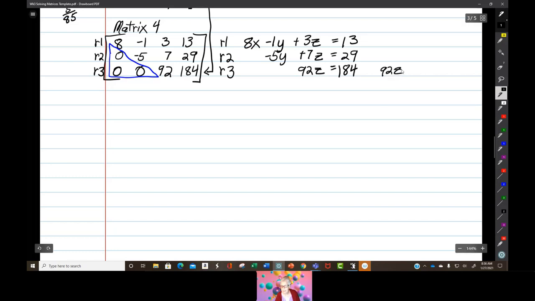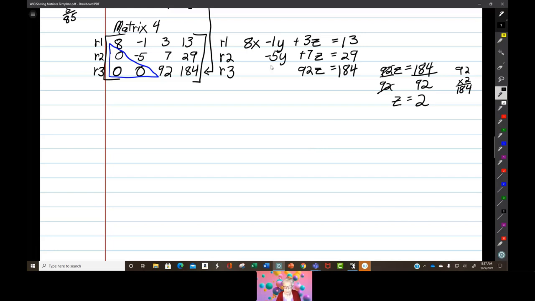92z equals 184. And I happen to know that when you divide both sides by 92, you get 2. Because 92 times 2, 2 times 2 is 4, 2 times 9 is 18. That's why I love it.